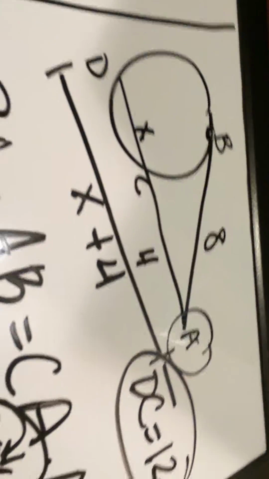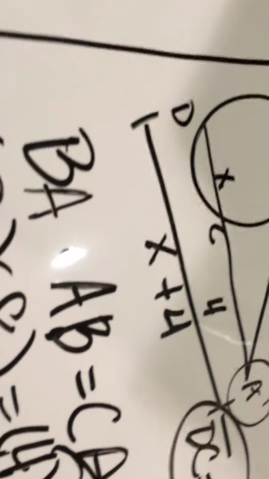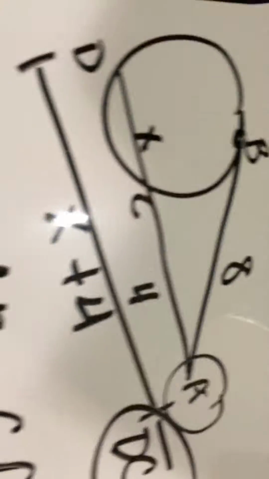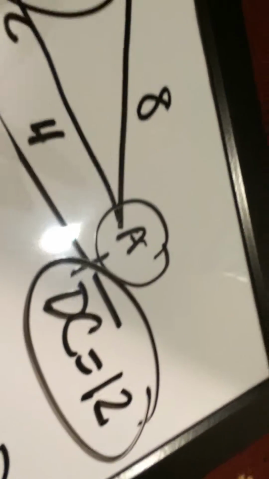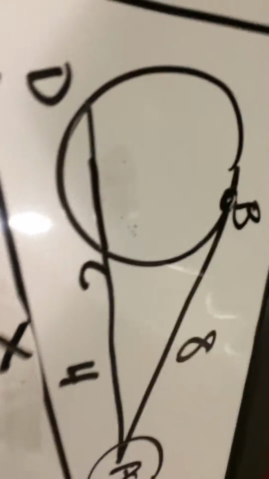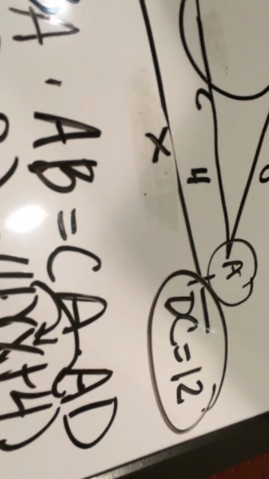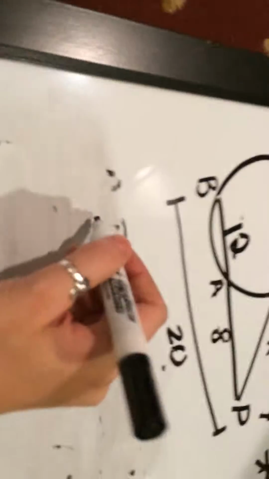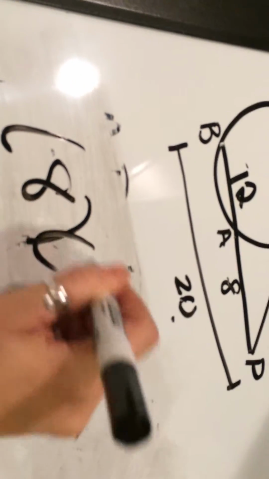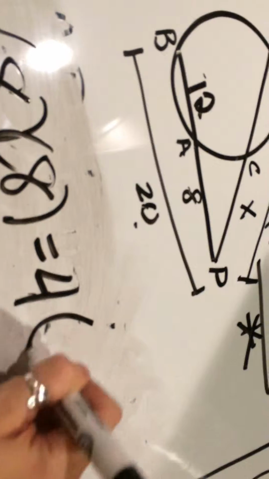Now, some of you may want to make your whole length X. That is acceptable also. So some people want to do that as X. The setup is still the same. BA times AB is going to equal CA times AD. So it's still going to be 8 times 8 is equal to 4 times my whole length, which you guys are calling X. So 64 is equal to 4X.